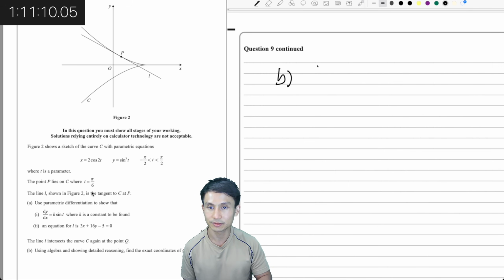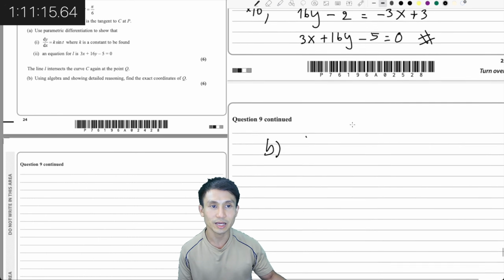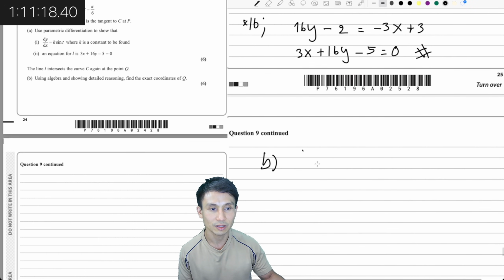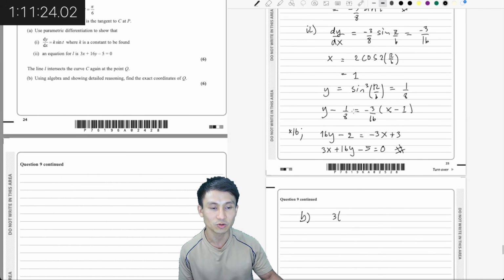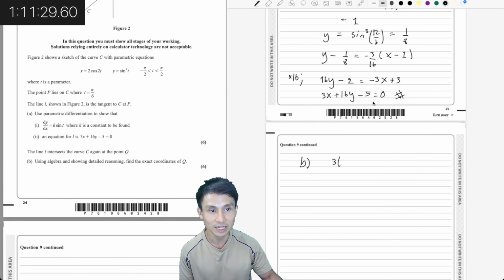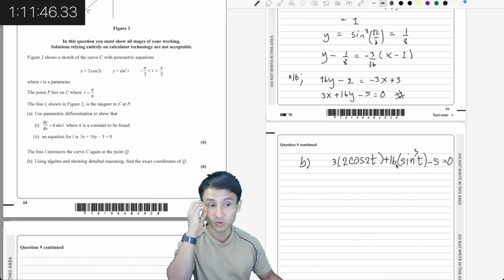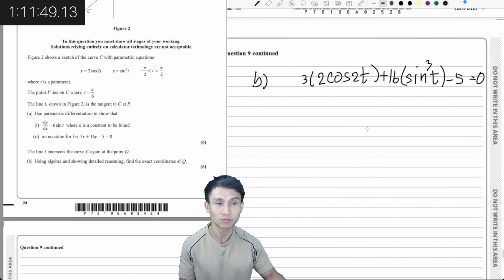Question B down here. The line L intersects the curve again at point P. Okay, so we're going to take the linear equation here and substitute the value of x and y as parametric equations. So x here is what? 2 cos 2t, right? So we take the tangent equation, we substitute the x as 2 cos 2t. We substitute the y as sine cube t, right? And then minus 5 equals 0. So when we solve this equation, we're going to get the values of t when the two lines intersect. All of them, including the point we know already.